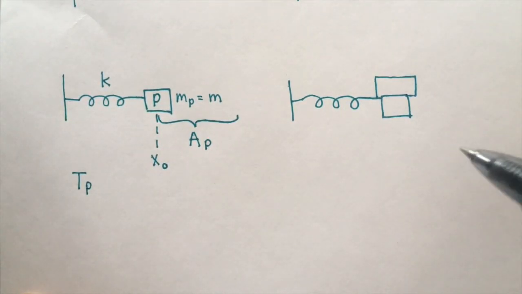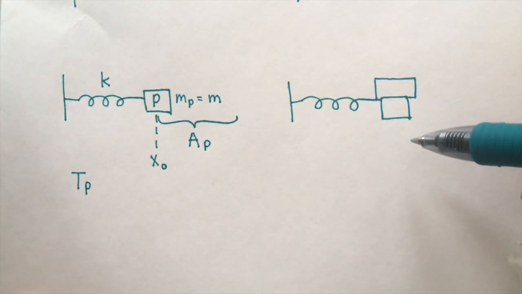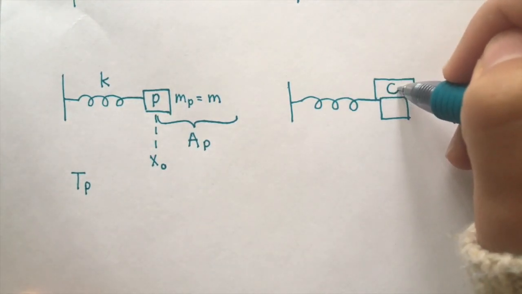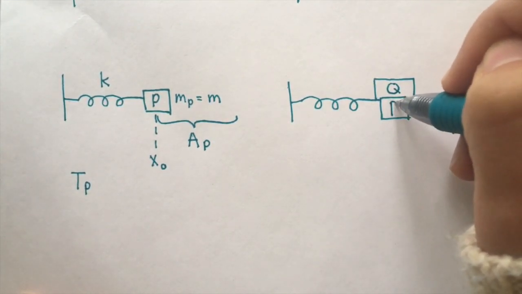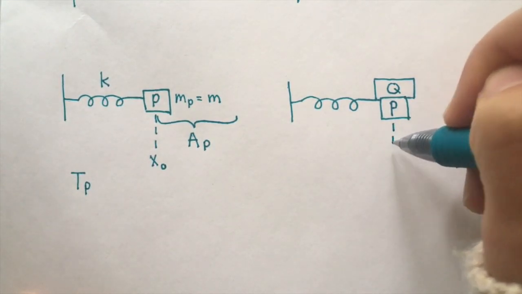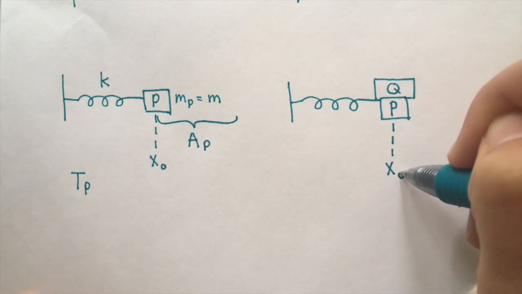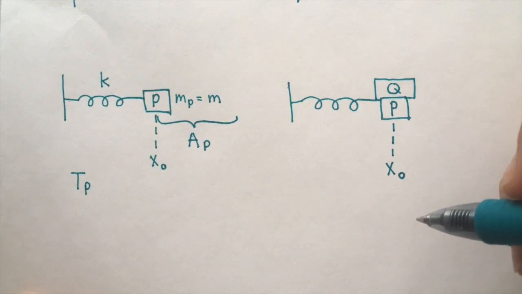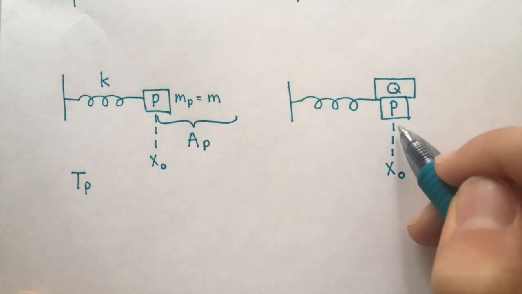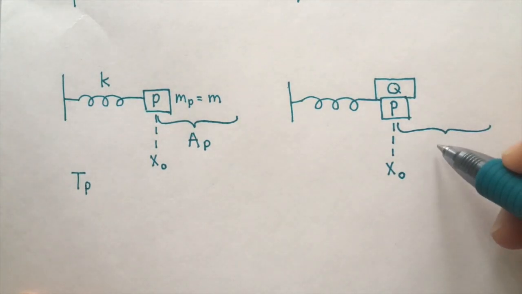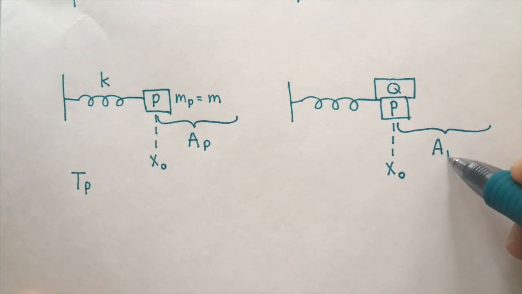Alright, so now for the system with two blocks. This top block, block Q, lands on top of block P while the system is passing the equilibrium position. That's super important. This system also oscillates with an amplitude of APQ. We don't know yet if that's different from AP.